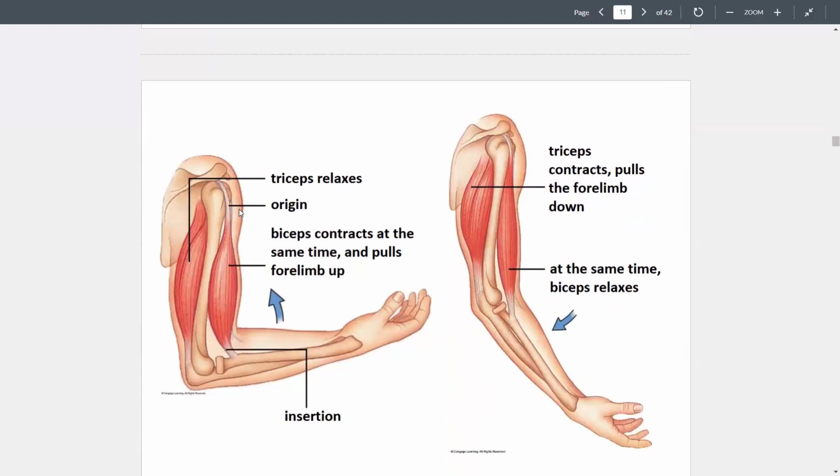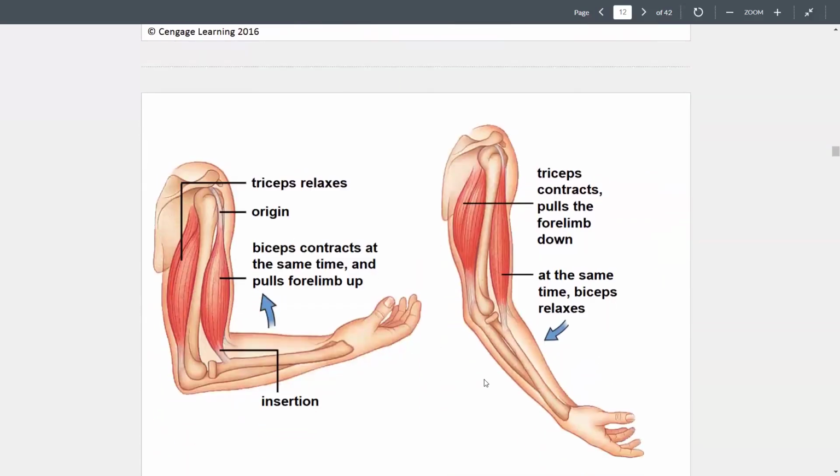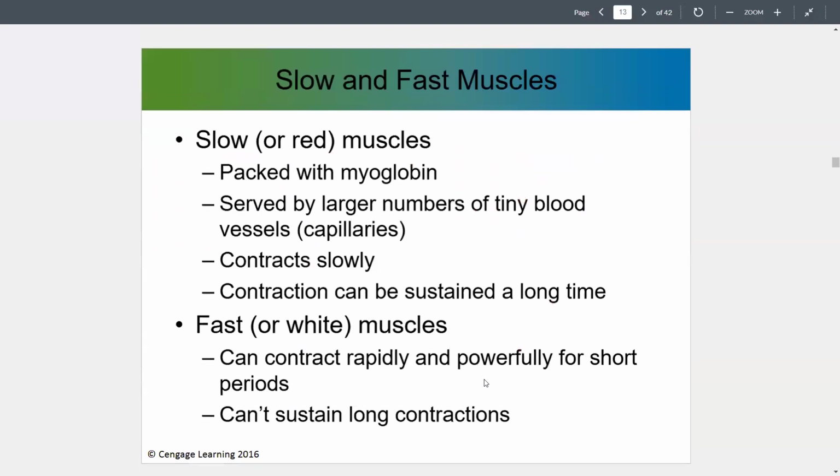So for example, here the origin of this bicep is up here on the head of the humerus, and then it inserts on the radius, and it's going to contract and pull that bone up. So that's what muscles do. And then the tricep is the opposite. When the bicep is contracting, the tricep is relaxing, and vice versa. If you want to lengthen your arm, you're going to contract your tricep, and they work in pairs. So that's how they work.